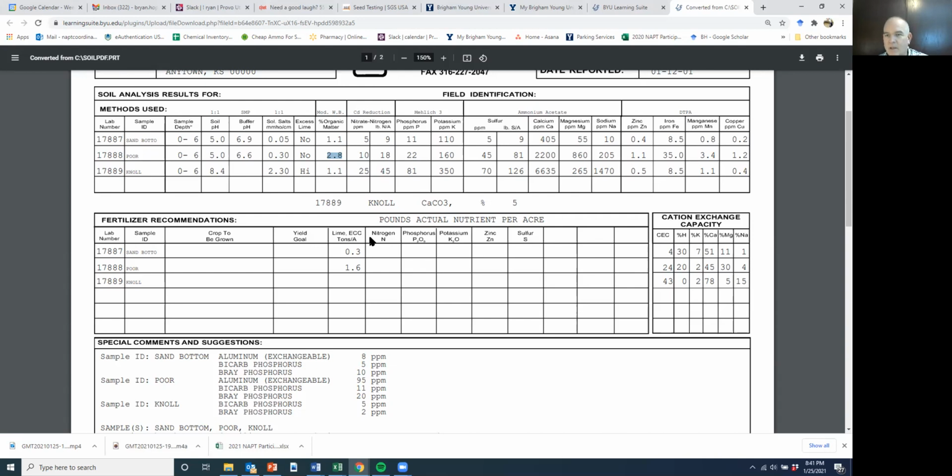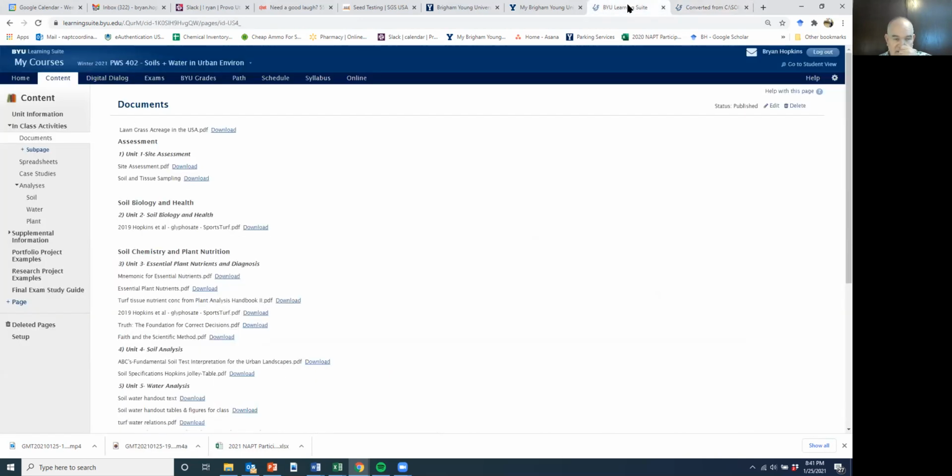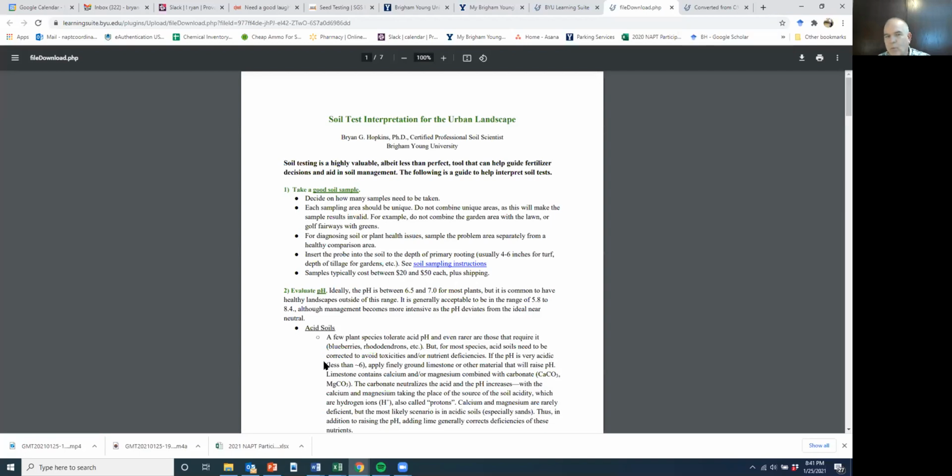Just last thing is that if you go to Learning Suite and you look at this ABCs of fundamental soil test interpretations for the urban landscapes document, that's under Unit 4 soil analysis, and if we download that guy, this kind of walks you through how to interpret a soil test. I'm not going to do that here because this lecture has been way too long already, but you can kind of read through this. I've written it up. It should be fairly straightforward how to interpret that soil test.